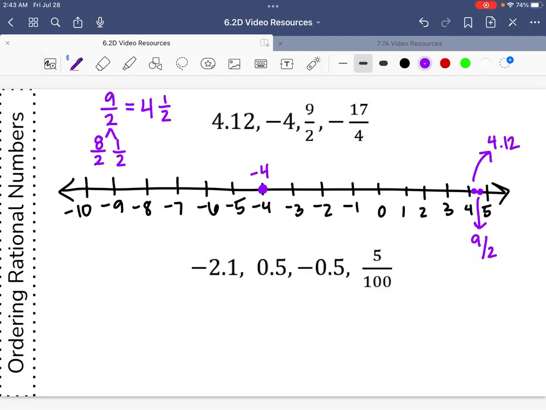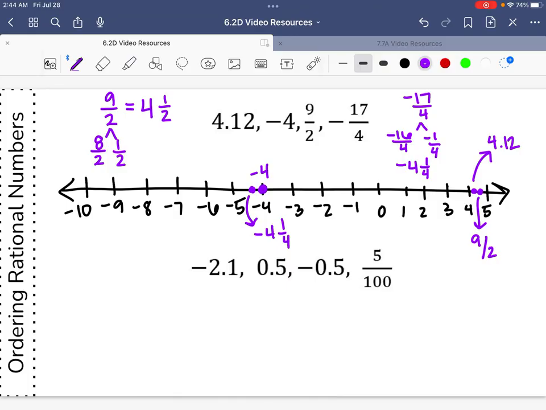And then I have -17 fourths. So with this fraction, I'm going to do the same thing that I did with 9 halves. And I'm going to decompose it. I know that -17 fourths will decompose into -16 fourths with an extra negative fourth. So this is -4 and 1 fourth, which makes it a lot easier for me to put on my number line. So -4 and 1 fourth is more negative than -4. So it will go in between -5 and -4, but it will be closer to -4.